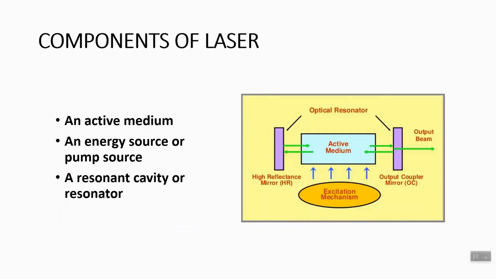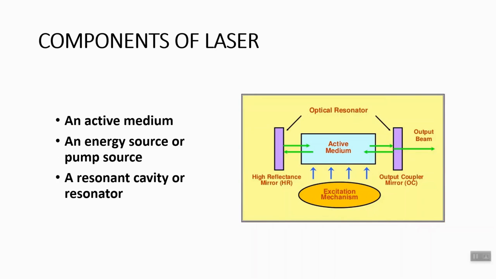As mentioned earlier, a laser requires three basic components for its operation: an active medium or active material, an energy source or pump source, which is also known as excitation mechanism, and a resonant cavity or an optical resonator. The active medium is a material in which the laser action is made to take place. It amplifies light. It may be a solid, liquid, or gas. The very important characteristic requirement of an active medium is that population inversion should be possible to achieve in it.